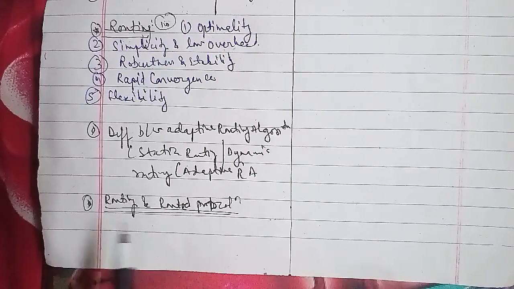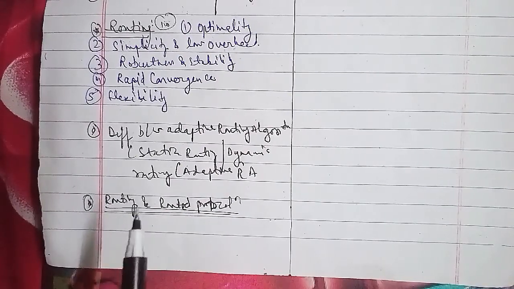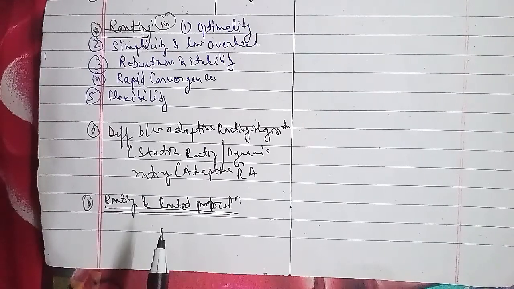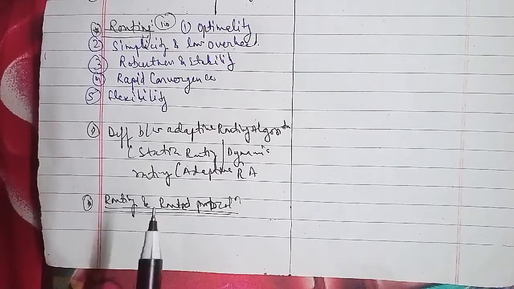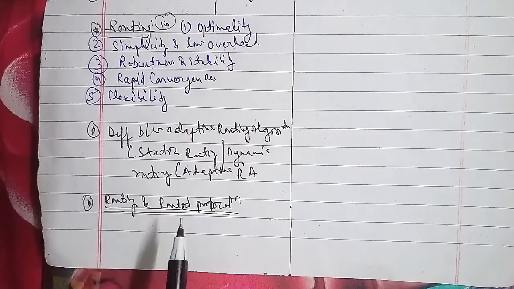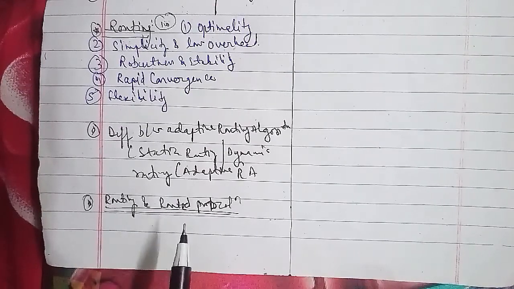And with that, routing algorithms can be classified in several ways based on the representative. It can be classified into two types. The first type we have here is the static routing algorithm.